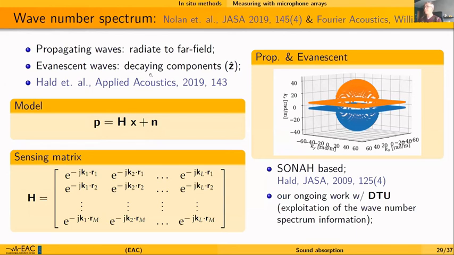The propagating plane waves are the part that radiates to the far field, and the evanescent plane waves are the part that decays as the Z component goes higher. So this approach is based on what is proposed by the SONAH algorithm, statistically optimized near field acoustical holography.